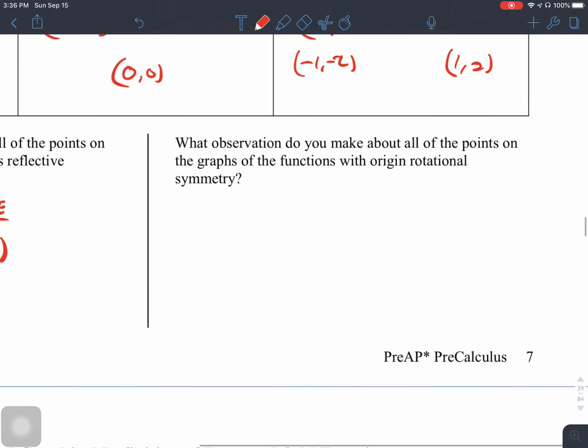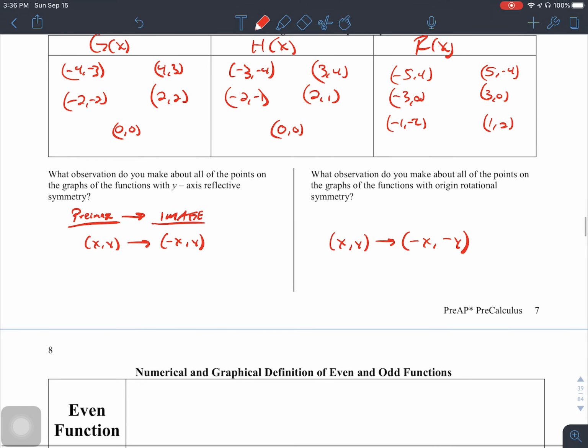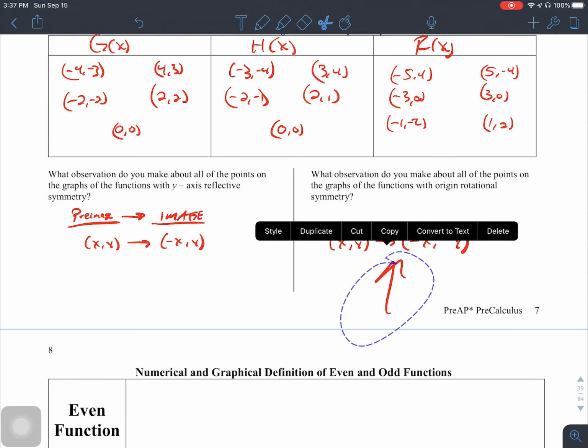What observations can you make if a graph is symmetric with the origin? Well, the pre-image, which is half the graph, you change the x and the y values' signs. So they have the same values, you change their signs, and that tells you what the image is going to be. So once again, this one here is symmetric about the y-axis. This little fella here is symmetric about the origin.